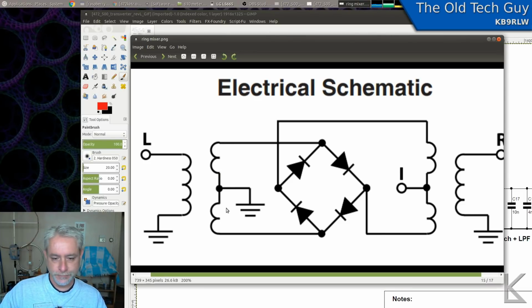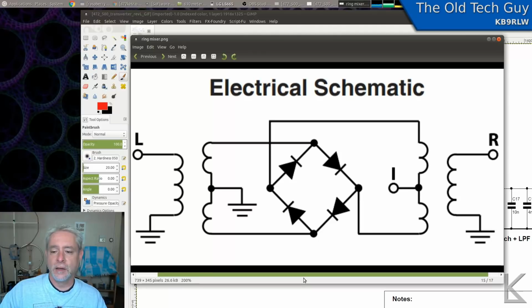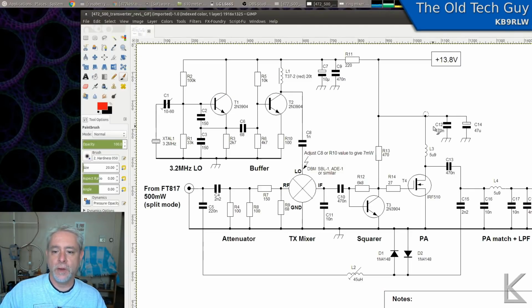The transformers, I'm going to wind on toroids. They're pretty straightforward. You've got a certain number of windings on the primary, and then the same number of windings on the secondary, except that they're tapped in the middle. So that'll be easy enough to wind. I'll wind a couple of toroids and experiment to see which ones pass the lower frequencies the best. I don't think that's going to matter too much. It's going to do its job. It's a really simple circuit. So that's the mixer I'm going to use, and I'm going to go with this design and build that up.